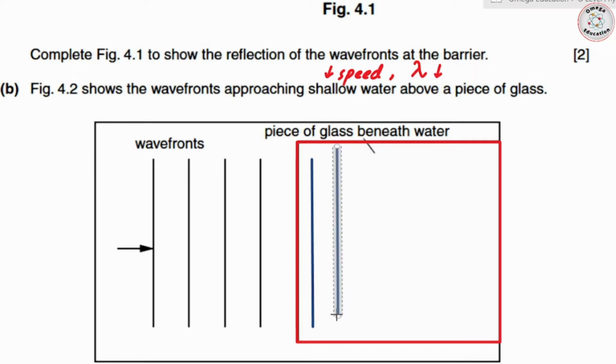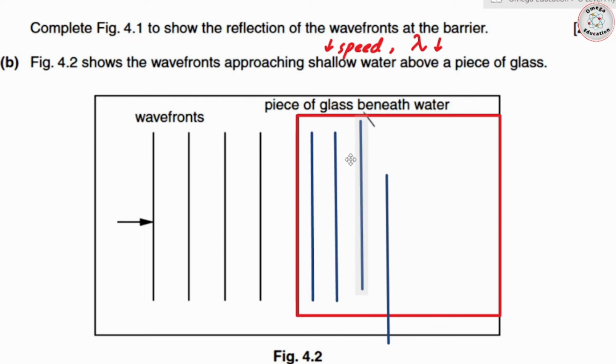So once again, spacing between them should be reduced like this, and you draw at least 4 to 5 similar wavefronts with uniform spacing and with decreased spacing. Uniform spacing means the spacing between any two consecutive wavefronts should be equal, and it should be less than the spacing on the incident waves.